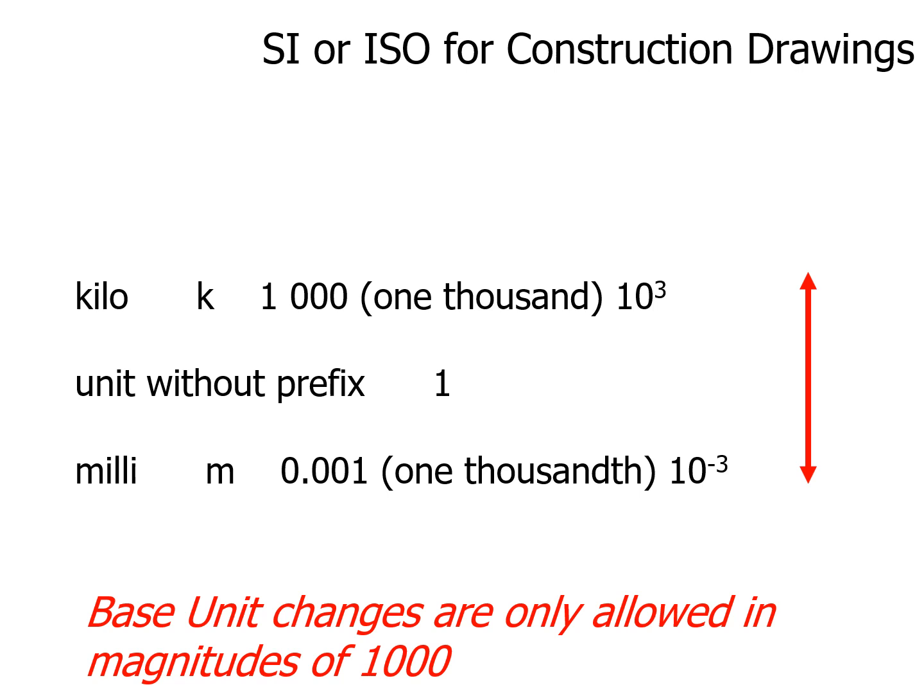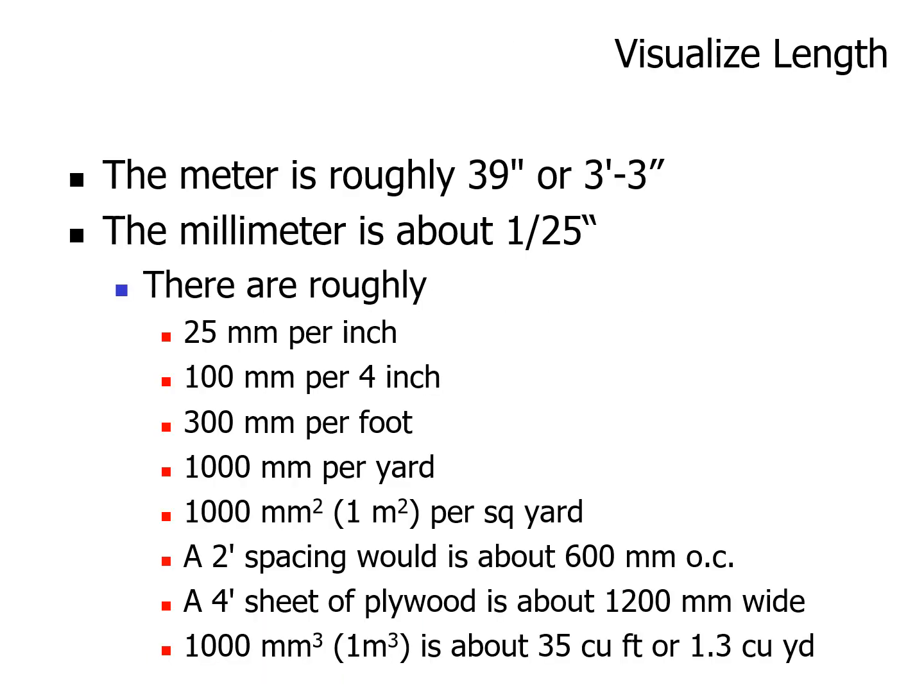Base units change only allowed in magnitudes of 1,000. Okay, which is helpful. Now the meter is roughly 39 inches, or 3 foot 3 inches, 3.25 feet, or 3.28 feet is a meter. So it's a little more than 3 foot 3, but it's a rough estimate.